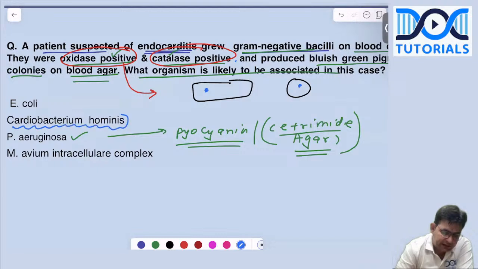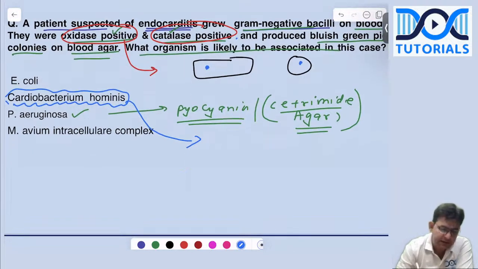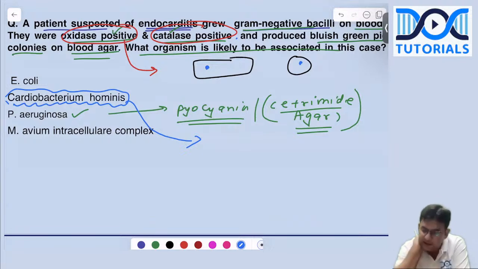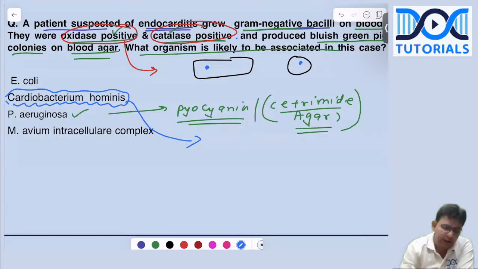Cardiobacterium hominis. This name, if it comes up, what comes to your mind? Yeah, very good. Ectyma gangrenosum is caused by this. And Kartika, the most common cause of burn wound infections is not Pseudomonas. It is Staph aureus. But yes, Pseudomonas associates with burn wound infections, no doubt in that.